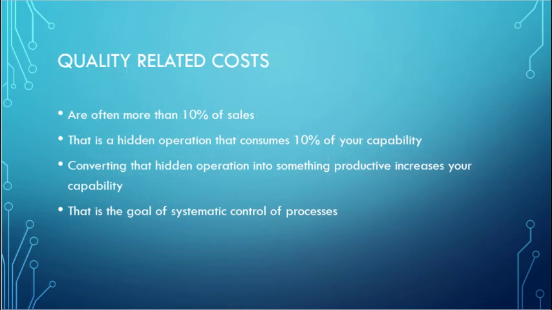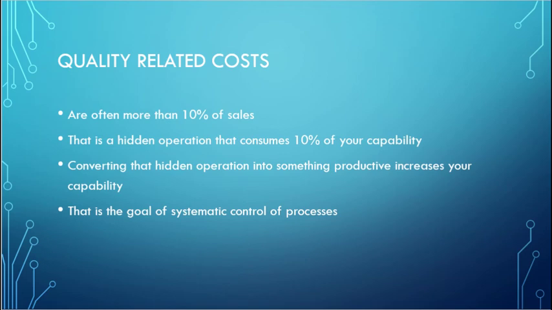So we need to put these costs in some sort of context. How much money should we be spending on this? Well, for lots of places, those quality-related costs, all of the things that we've been talking about, are more than 10% of their sales. So that means more than 10% of the money that's coming in is being spent on quality. Essentially, that's a hidden cost, and it's consuming 10% of your capability. 10% of your ability to produce a product is being spent on ensuring its quality. So if we can convert that into something productive, that'll increase our capability.